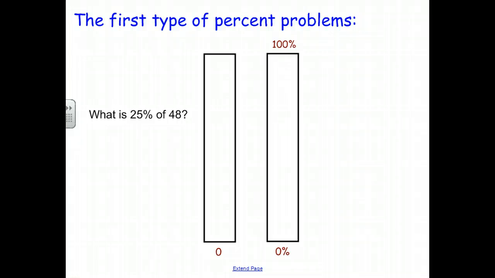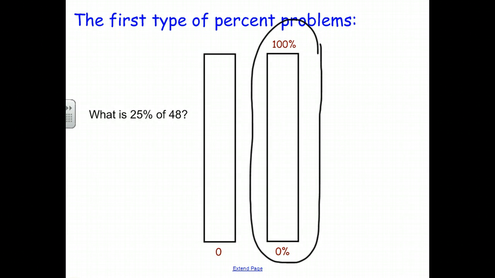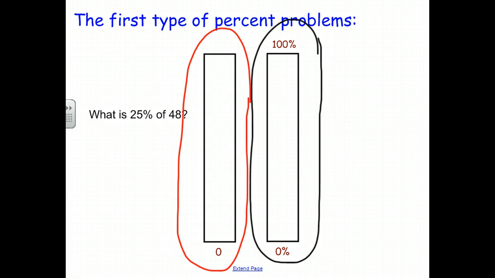In this case, what is 25% of 48? And so at any time that we solve a percent problem, we set up our two vertical bars, one from 0% to 100%, because that will always be the full length there, and then the other one of the same length starting at 0, but we leave the number up here blank for the moment. In this case, this is the number that we are finding the percent of.